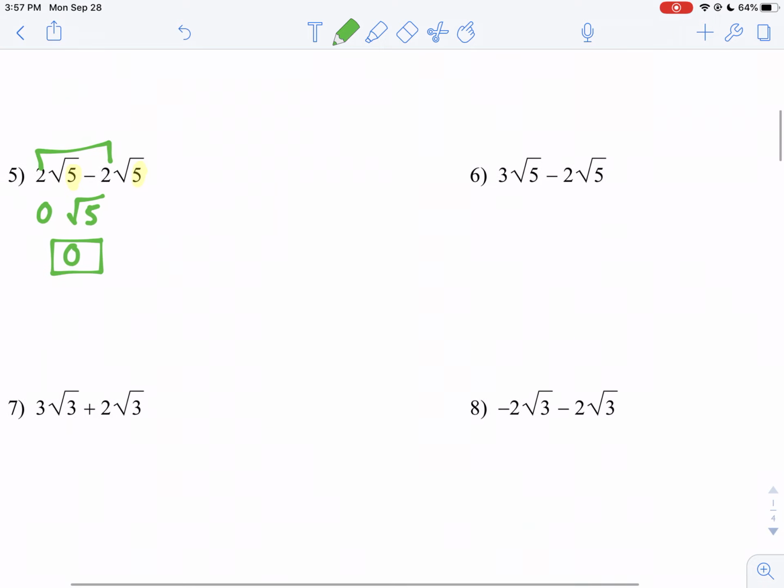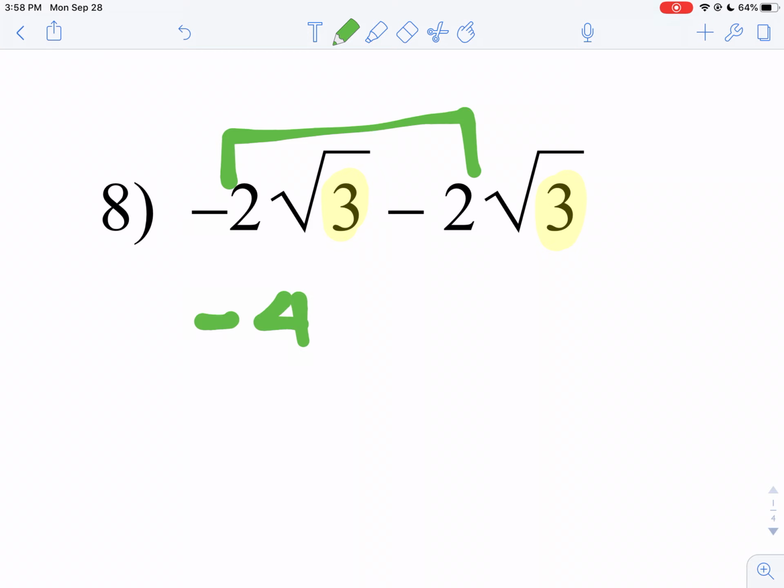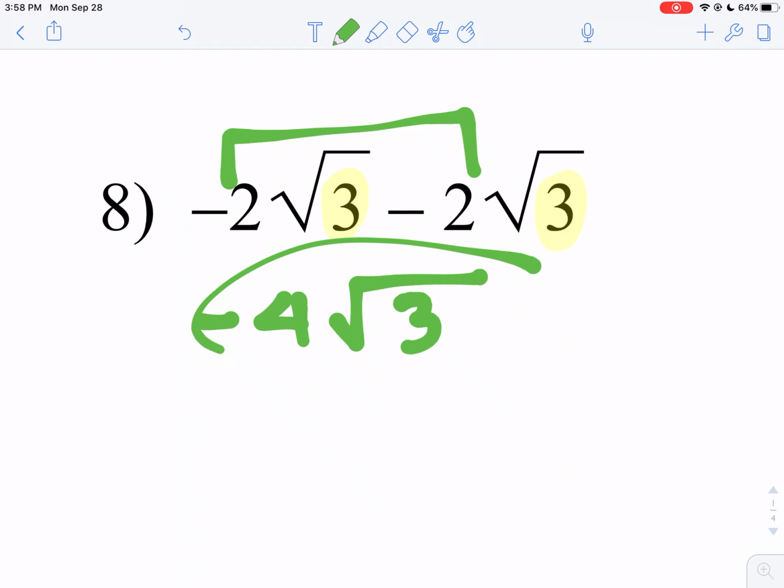If you go to number 8, your radicands are the same. That means these are like terms. What can you do to the coefficients? You can add them. Negative 2 added to negative 2 is negative 4. And then don't forget to write down the radical term, okay? So square root of 3. This is your answer for number 8. Again, check your answers, okay?